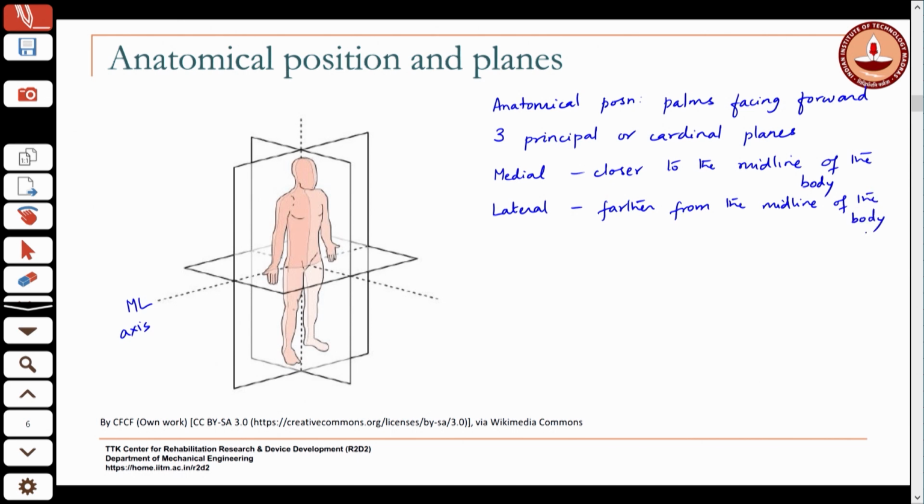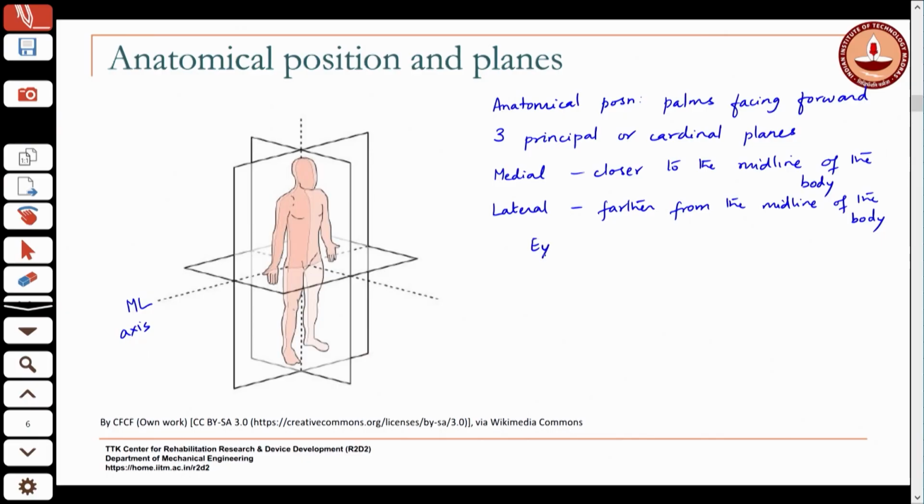Now, take your eyes. Your eye is medial to your ear, right? The eye is closer to the midline than the ear is. Or in other words, I can say the ear is lateral to the eye. So, I can say the eye is medial to the ear, or the ear is lateral to the eye. That is with reference to the midline of the body.